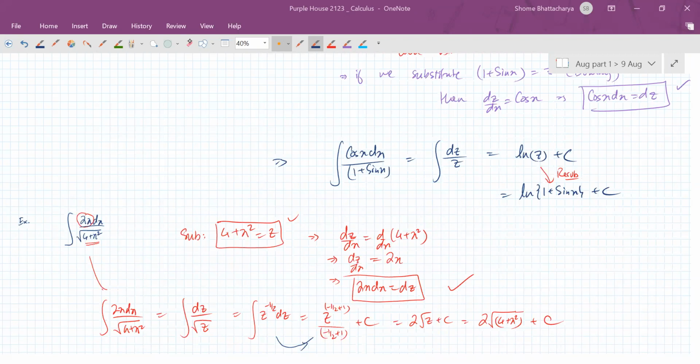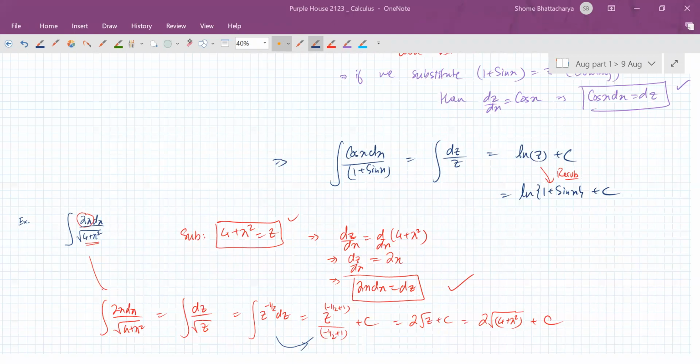Sir, can the answer come different for dz by dx? Yes, it can come different. If the differentiation of the denominator, the dummy variable, does not come out to be the numerator, then what will we do? Then we can't use this method, beta. So this method is very specific.